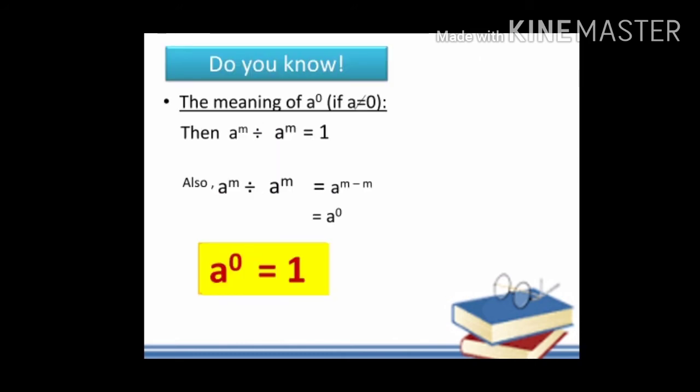Students, do you know the meaning of a raised to 0? If a is not equal to 0, a raised to m divided by a raised to m is equal to 1. Also, a raised to m divided by a raised to m is equal to a raised to m minus m, which is equal to a raised to 0. Therefore, a raised to 0 is equal to 1.